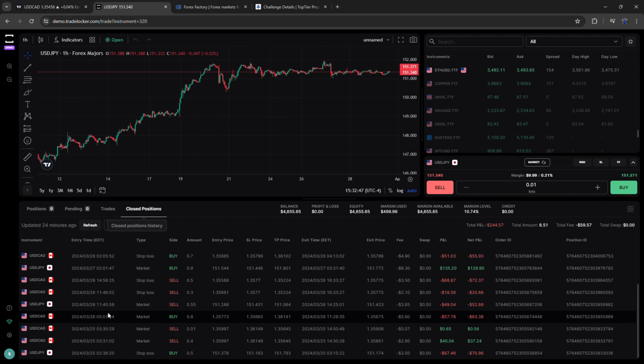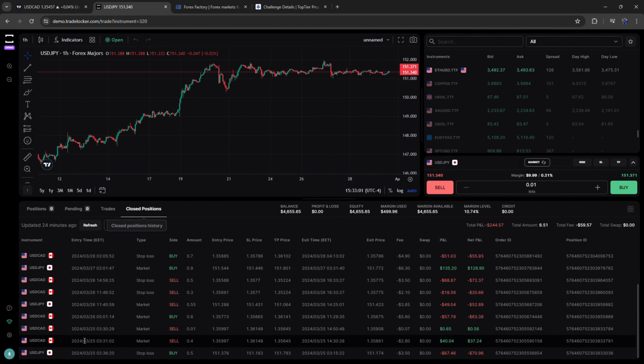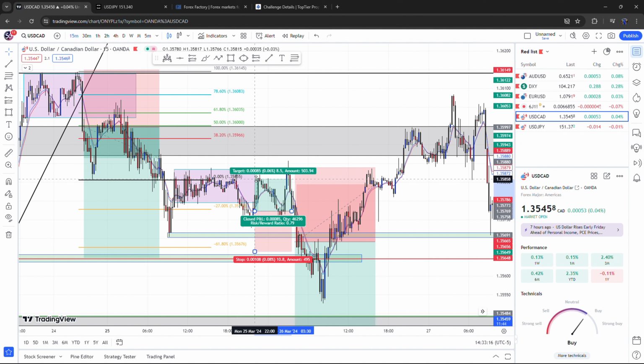Okay, so for the next day, the next trade I took for CAD, this trade I should have taken profit. I had so many opportunities to take profit, but I didn't take profit, and I ended up paying the price. As you can see right here, I ended up paying the price for not taking profit, which the market gave me 11 pips after it gave me 8 pips first, and then it gave me 11 pips.